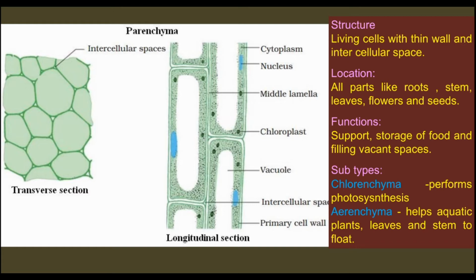Chlorenchyma and aerenchyma are subtypes of these tissues. Chlorenchyma performs photosynthesis. Aerenchyma helps aquatic plants' leaves and stem to float.